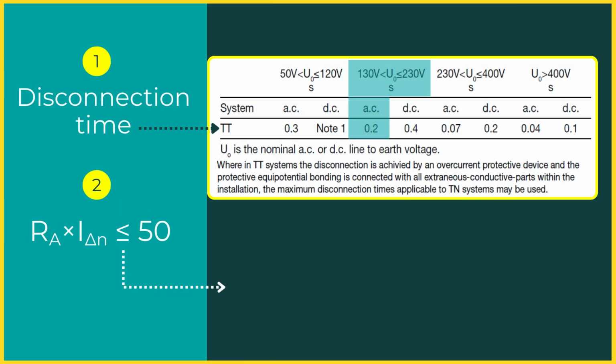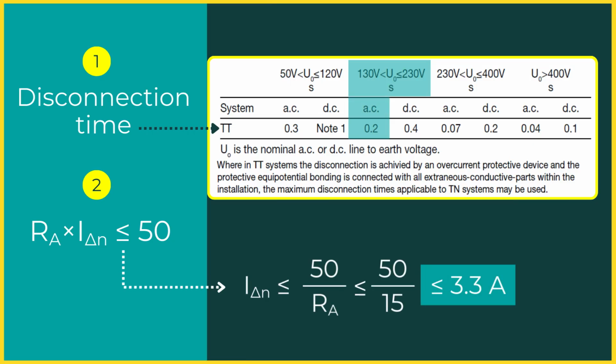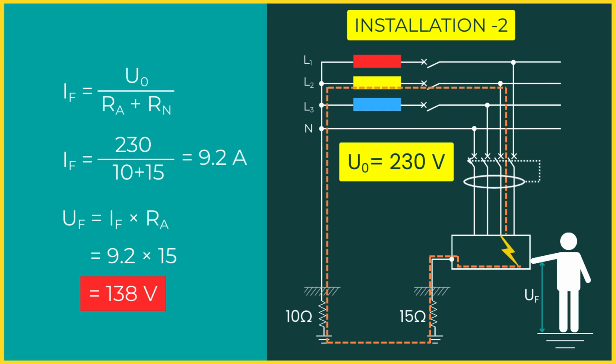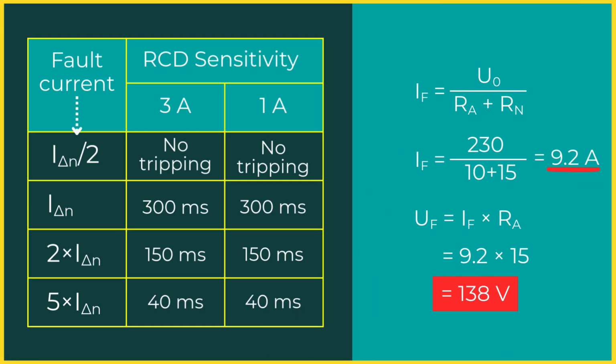Applying the same condition, the maximum permissible RCD operating current is 3.3 amperes. In this case, even a low sensitivity 3 ampere or 1 ampere RCD comfortably satisfies the requirement. An instantaneous 3 or 1 ampere RCD will ensure automatic disconnection of the faulted circuit within 0.2 seconds.